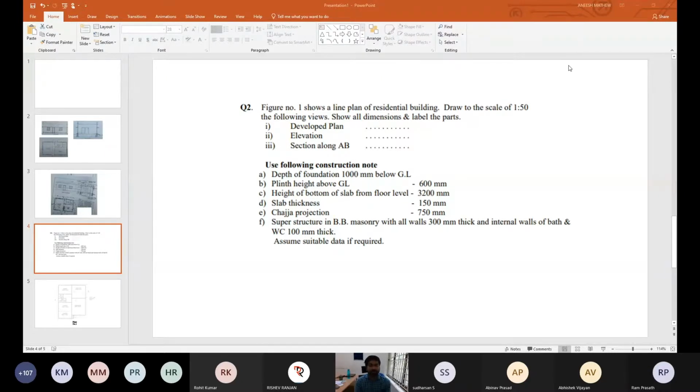So that you have to assume suitably. Sometimes it may be 5 centimeter or sometimes it may be 10. It depends actually, because you know that there are various designs of window frames, door frames, all the things. I can't say specific dimensions of frames and everything. That you have to do accordingly.